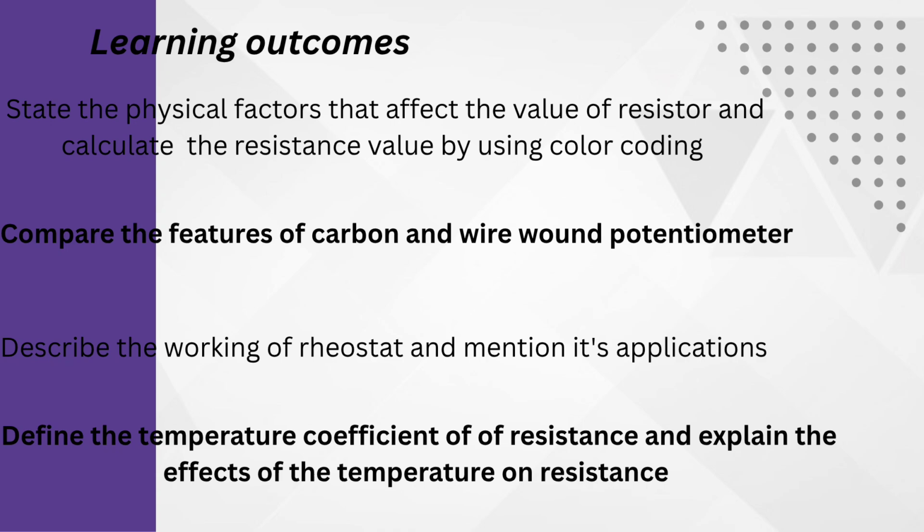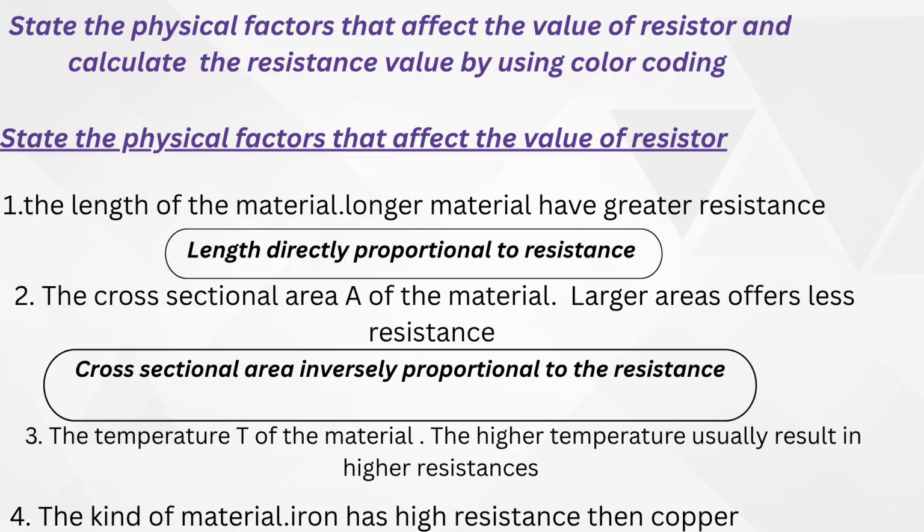First topic is physical factors that affect the value of a resistor. Means there are some physical factors that affect the value of the resistor. In that, the first factor is length. The length of the material will affect the value of the resistor. Means if the length of the material is longer, then the resistance is also high. Length and resistance are directly proportional.